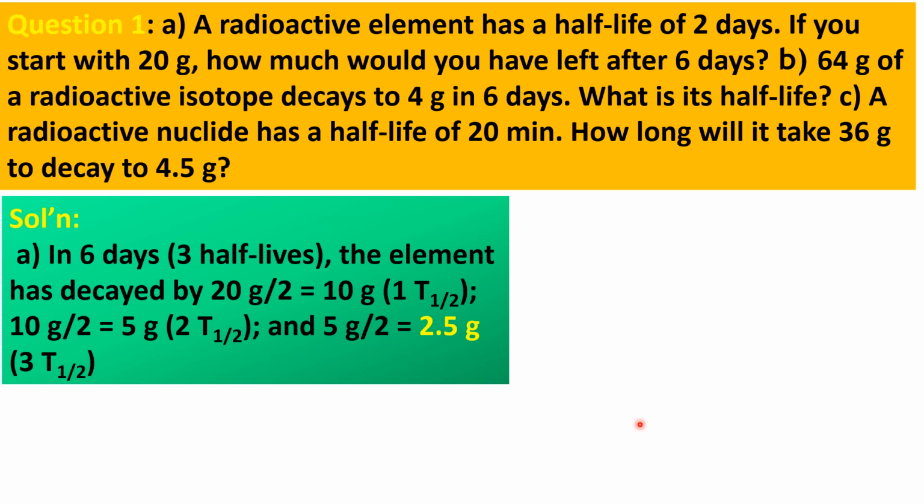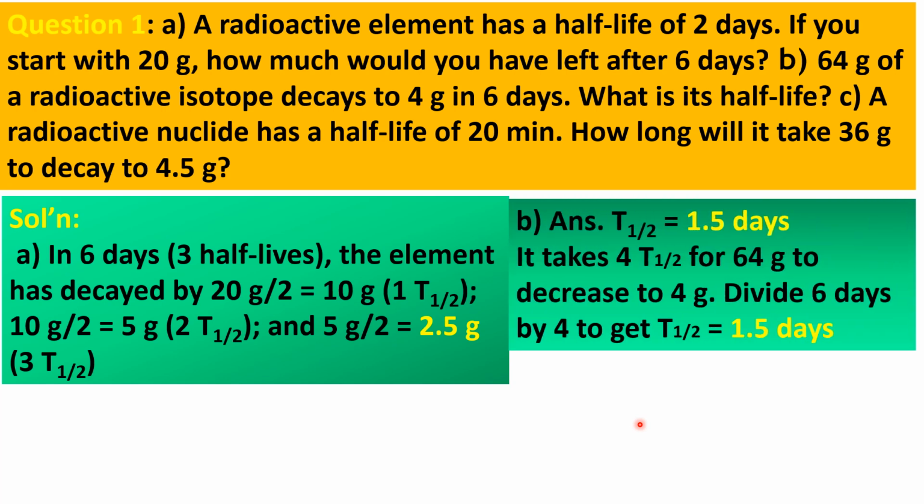Next question, letter B. In question letter B, if you analyze the given, it takes 4 half-lives for 64 grams to decrease to 4 grams.